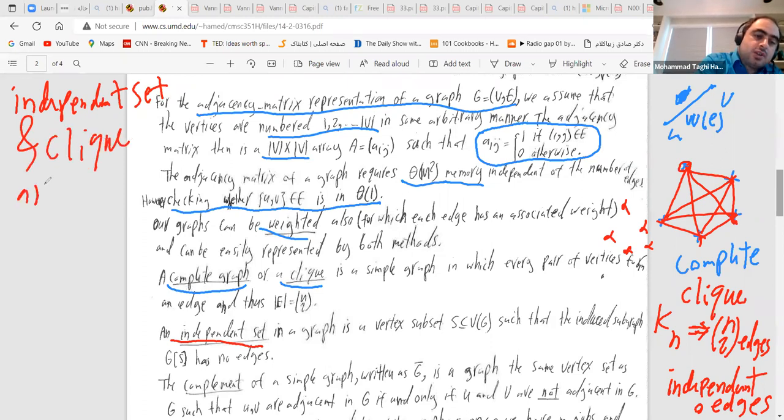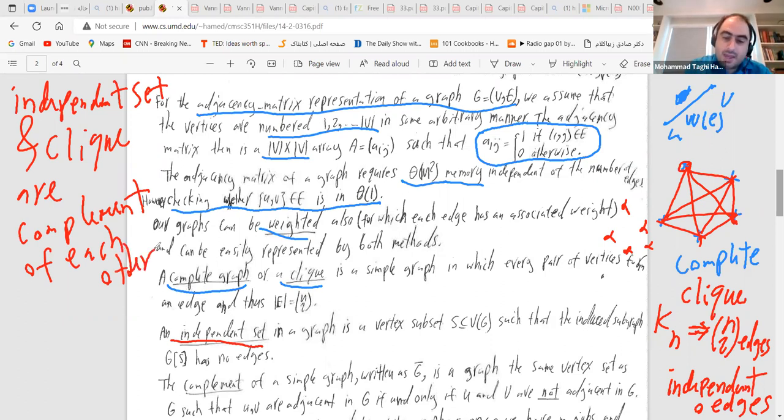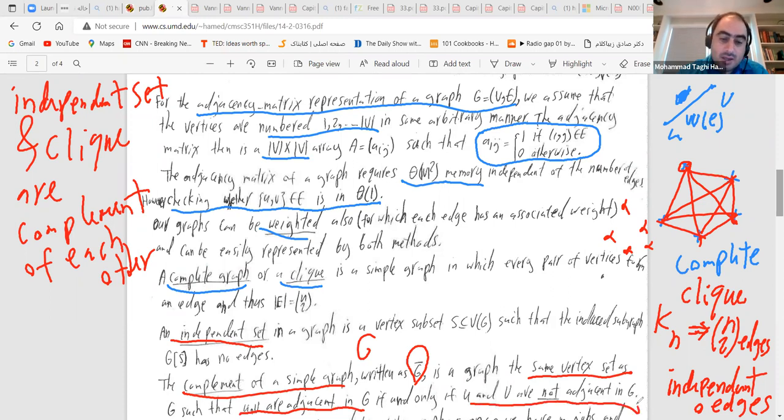Clique and independent set are complements of each other. So what's the meaning of that? A complement of a simple graph: if G is the graph itself, then G bar is the complement. It has the same vertex set, but two vertices are adjacent in G bar if and only if U and V are not adjacent in G.